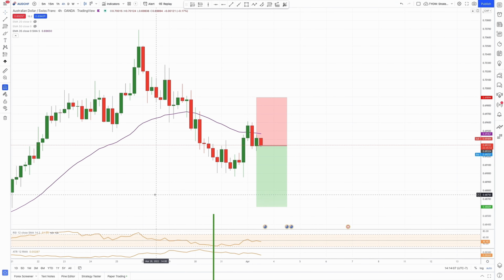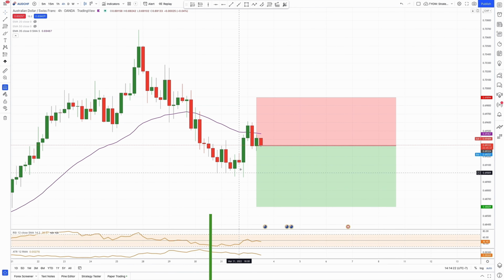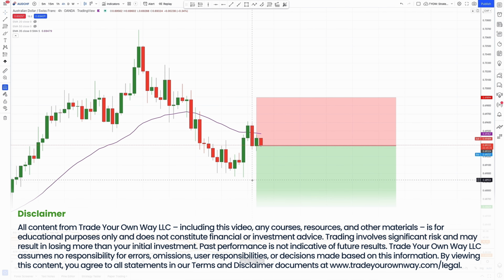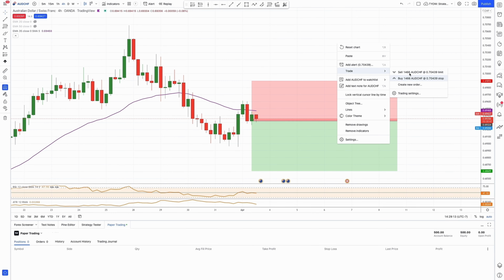This is another great setup for the 35 bounce strategy. You can see it's met all of our rules and it's also met our most recent conditions. So now when we right click on the charts, we get an option to trade. We can either buy, sell, or create new order.